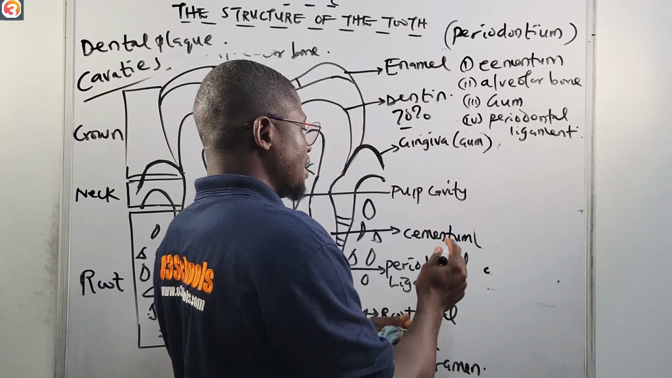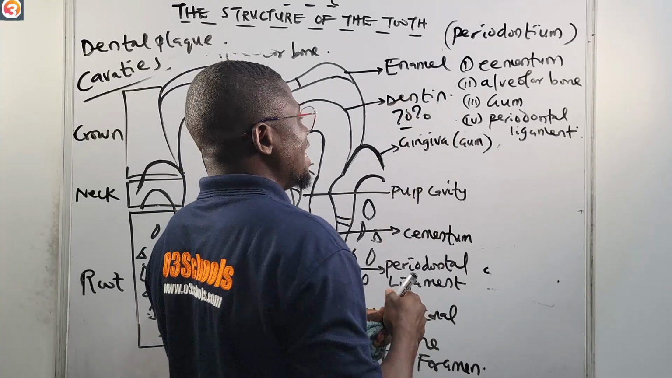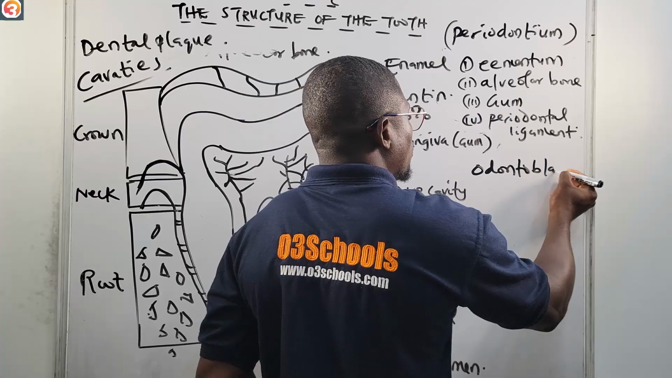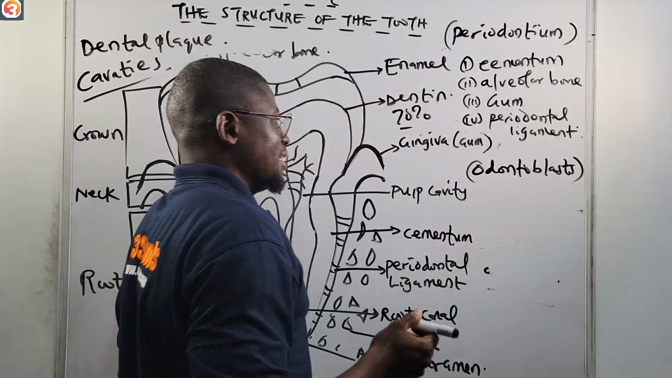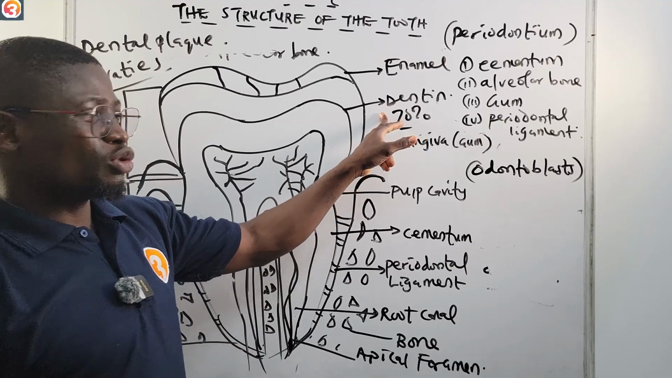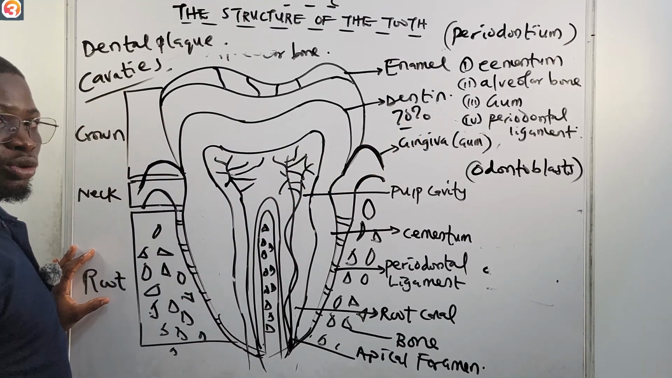For cementum, we say it is produced by cells known as cementoblasts. But for the dentin, it is odontoblasts. Please take note of that. So we say this dentin is deep to both the tooth's crown and the tooth's root.